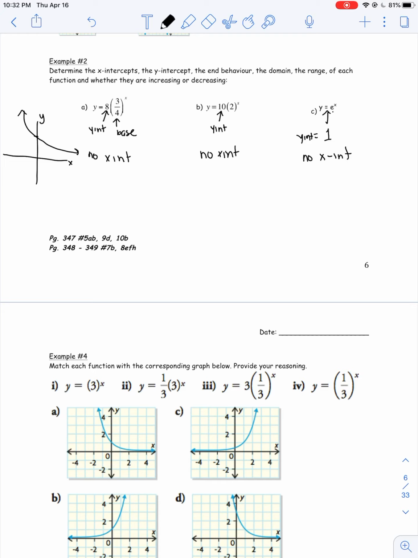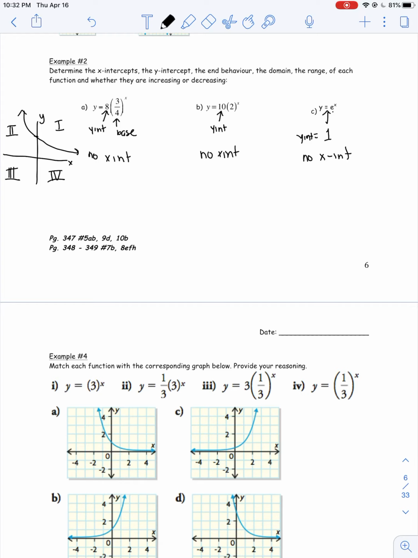So we found the y-intercept, we found the x-intercepts. Now the end behavior. The end behavior is where the graph starts and what quadrant does it start in and what quadrant does it end in. When we label our graph, we always label it as this is quadrant 1, this is quadrant 2, this is quadrant 3, and this is quadrant 4. We always label our graph from left to right.